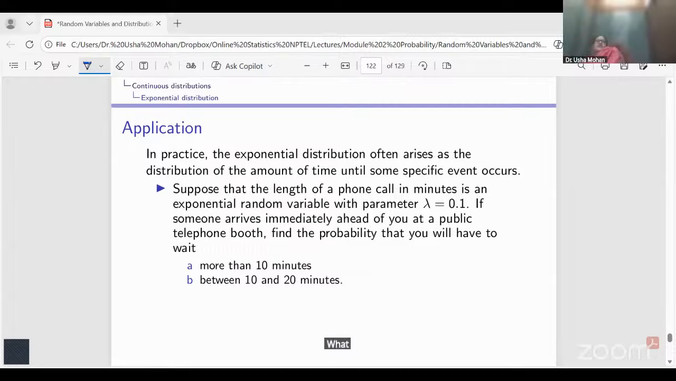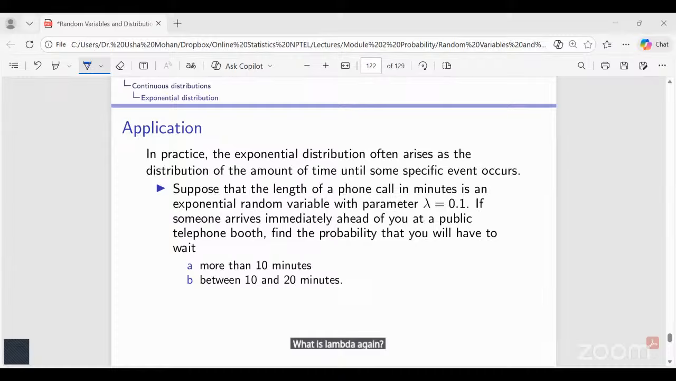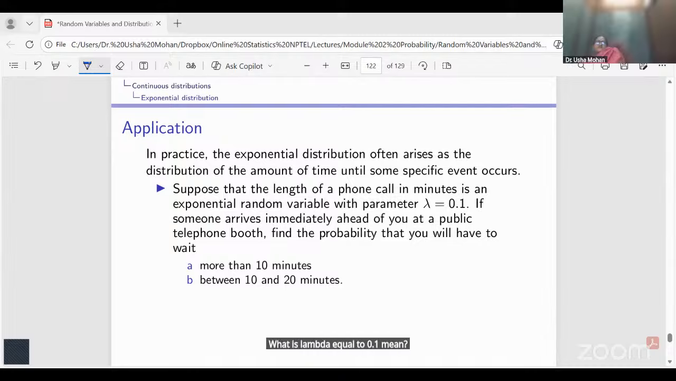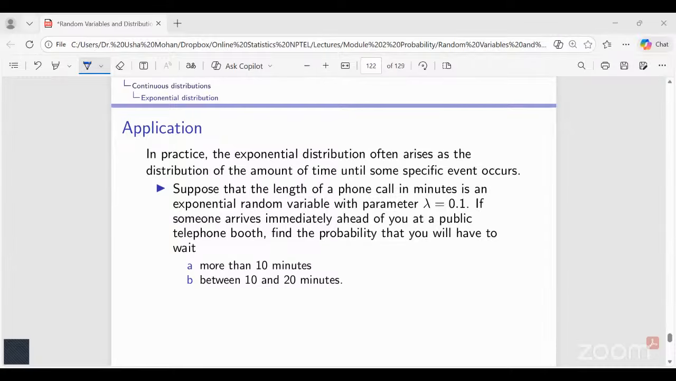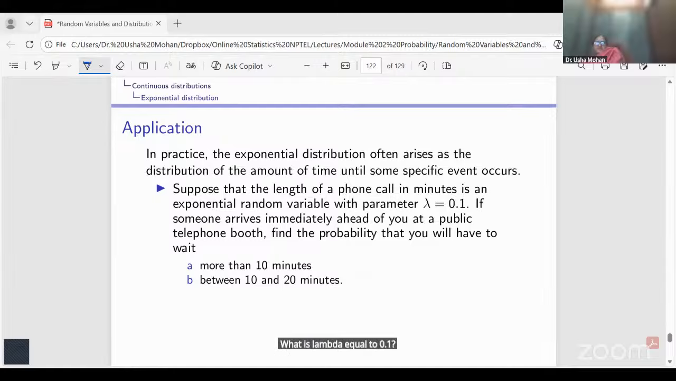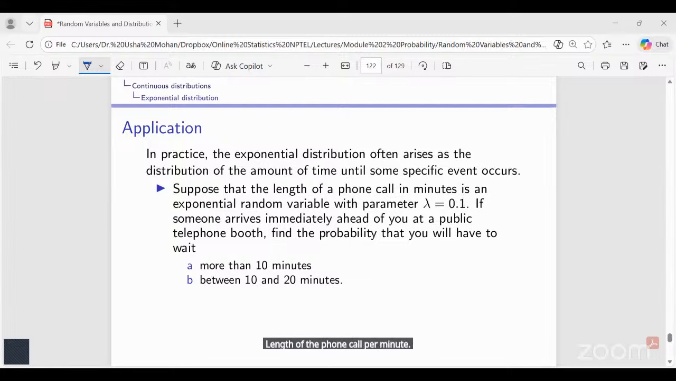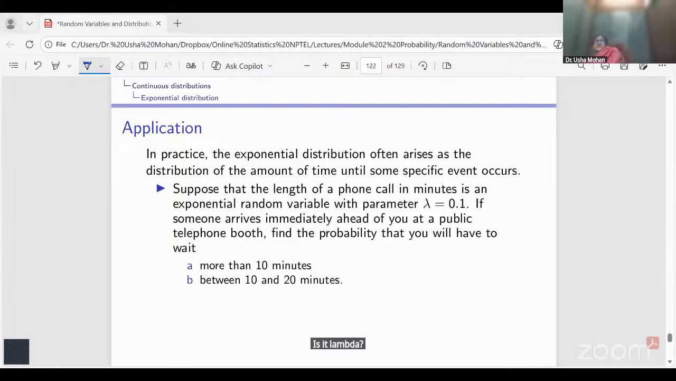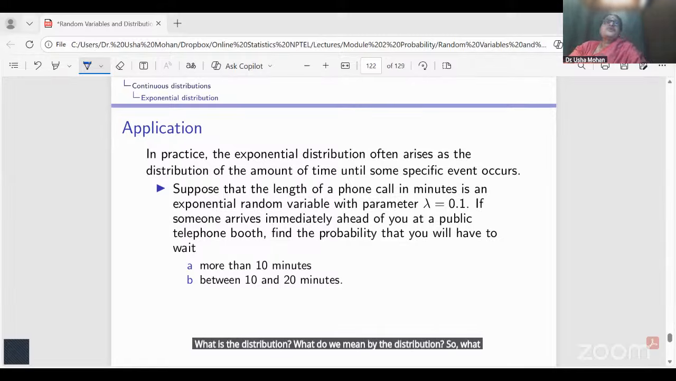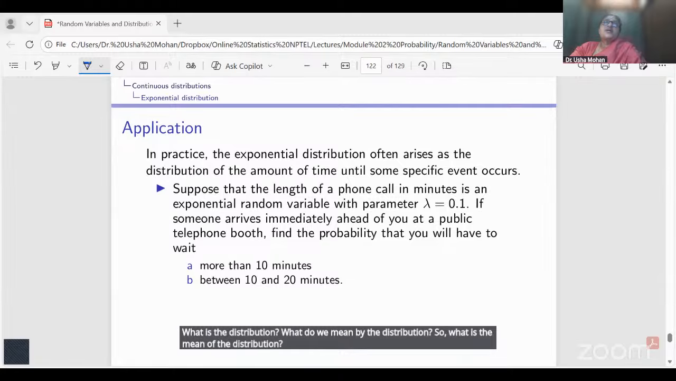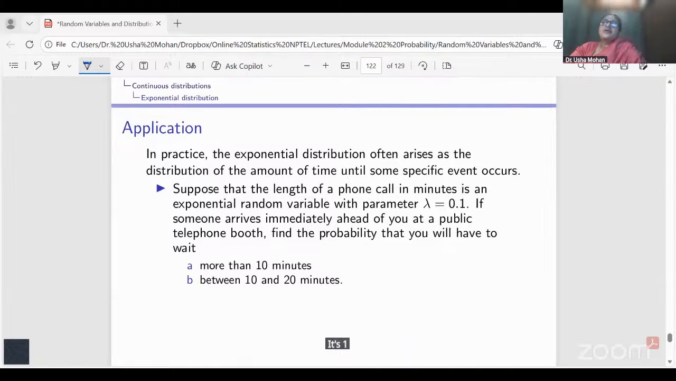What is lambda again? What does lambda equal to 0.1 mean? Length of the phone call per minute. Is that lambda? Lambda is the parameter of the distribution. What do we mean by the distribution? So what is the mean of the distribution? It's 1 by lambda, right?